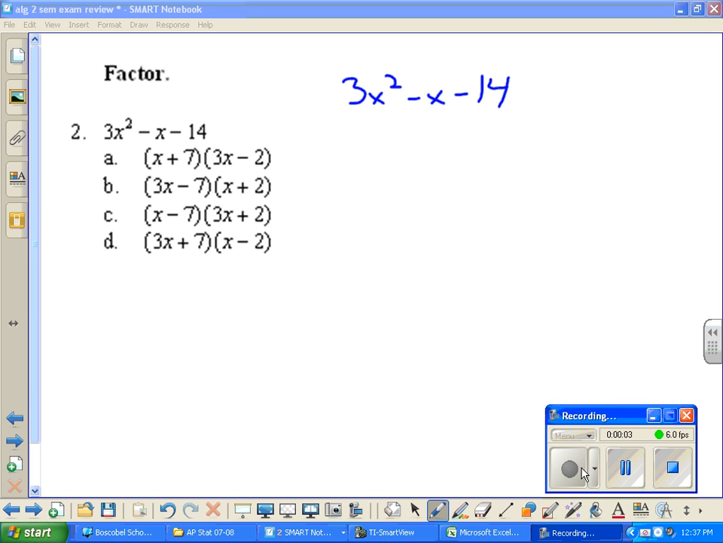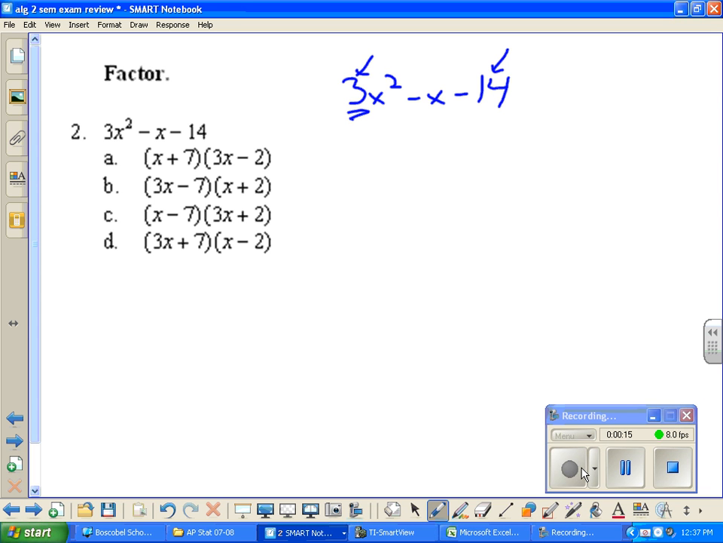This is a factoring question. And you could go through some trial and error stuff, but the way I prefer to teach factoring when A is not 1 is I prefer to split the middle. So we're going to go A times C, so it's 3 times negative 14, which is negative 42. And I want to find factors of negative 42 that add to B, which in this case is negative 1.